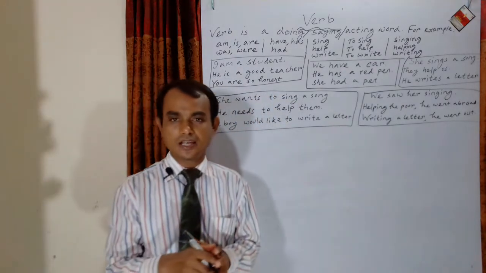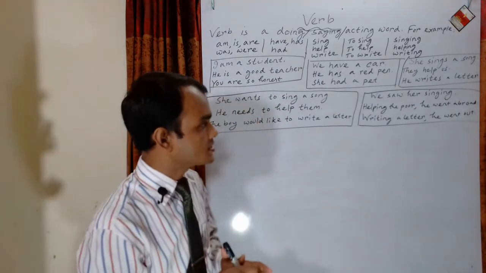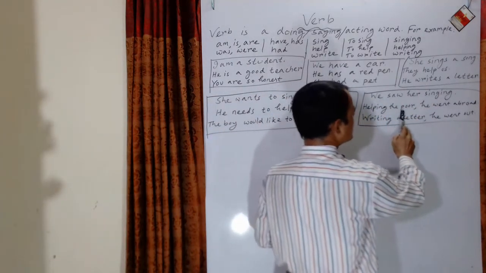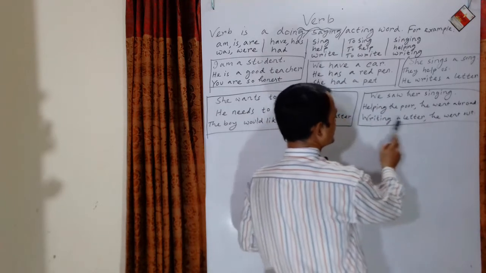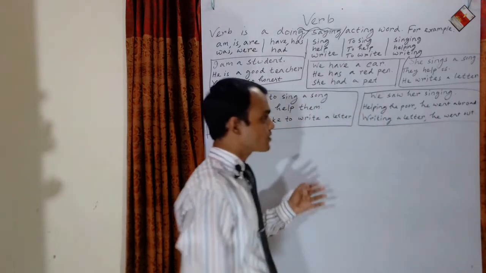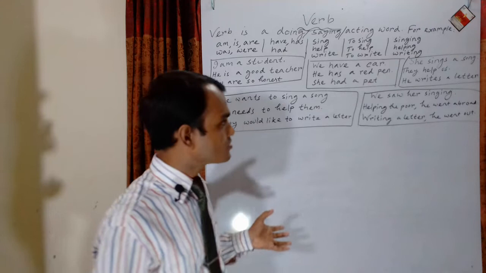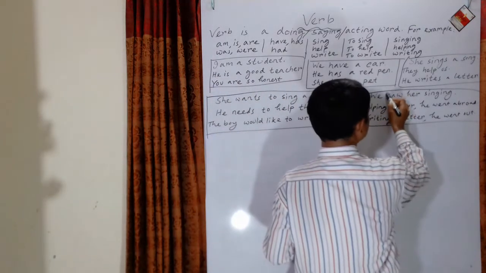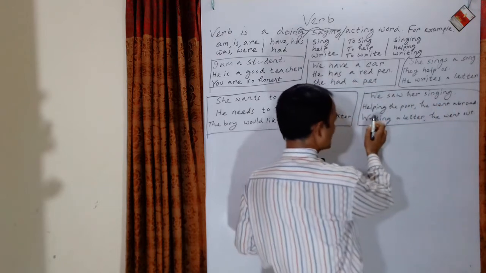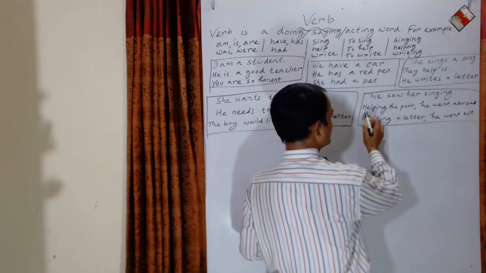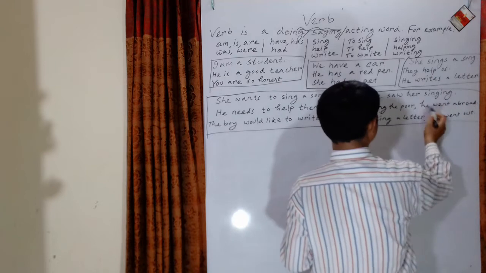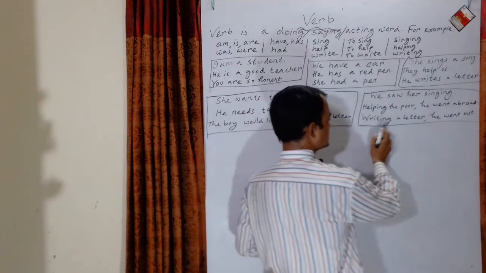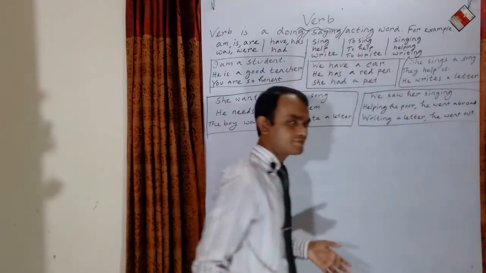Dear students, I have already written another 3 examples. We saw her singing, helping the poor, he went abroad, writing a letter, he went out. From these sentences, the first one, we saw her singing. We find 2 verbs here. One is saw, another is singing. From the next sentence, we find one verb is helping and the verb is went. From the last sentence, we find one verb is writing and the verb is went.